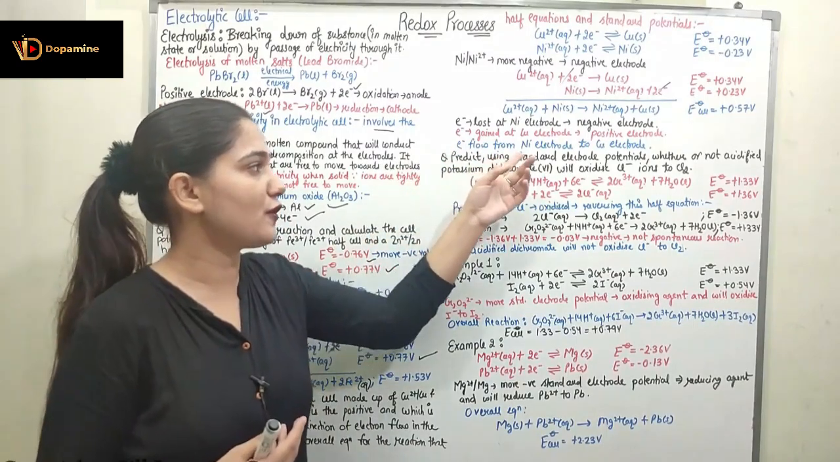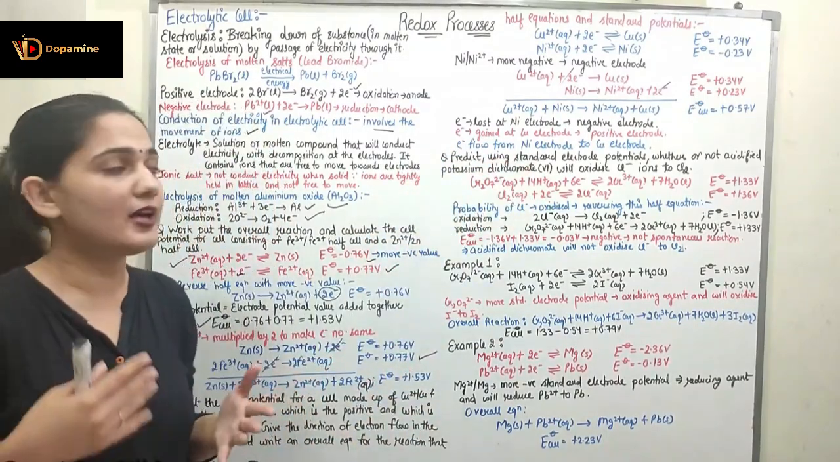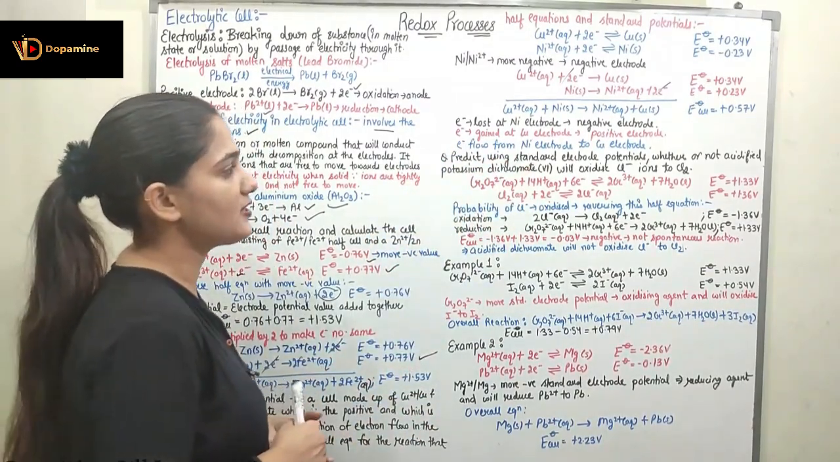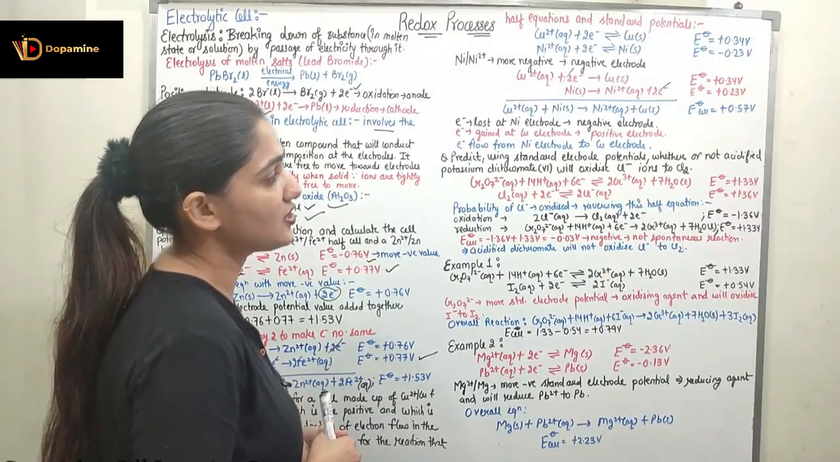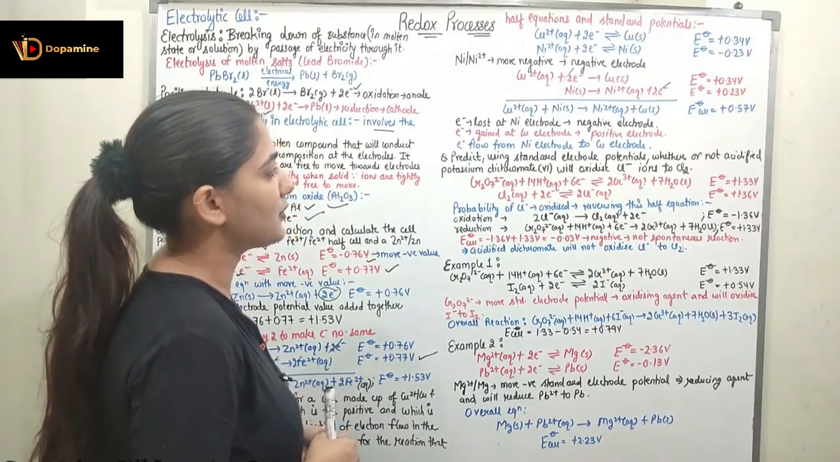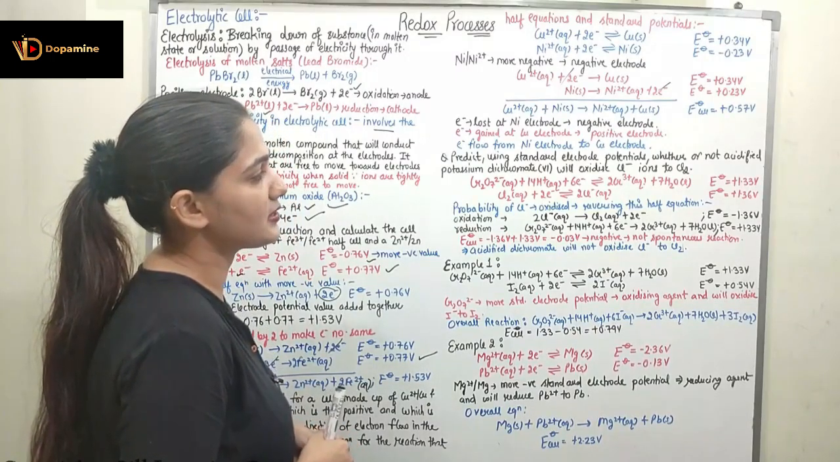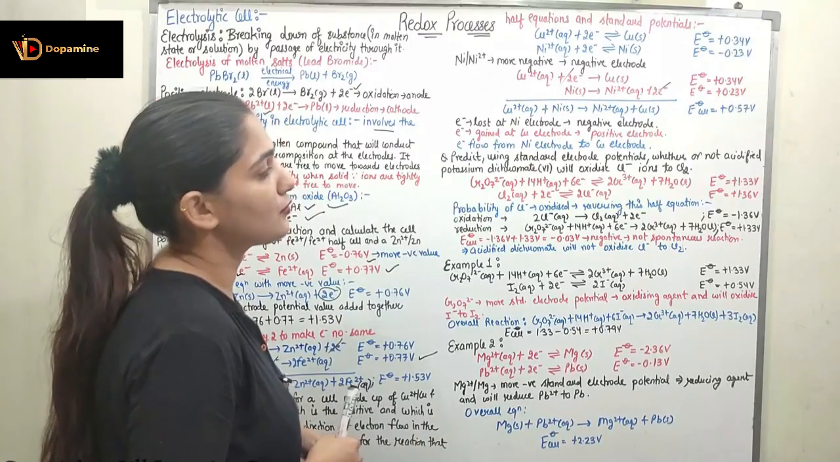And the electron is flowing from nickel to the copper electrode. So now coming to the next question, which states: predict, using standard electrode potential, whether or not acidified potassium dichromate(VI) will oxidize chloride ions to chlorine.